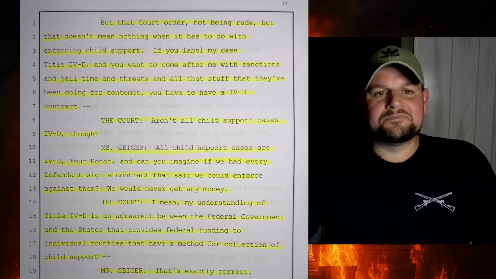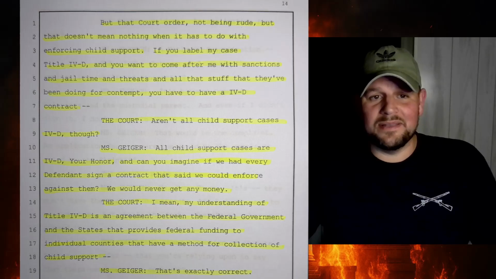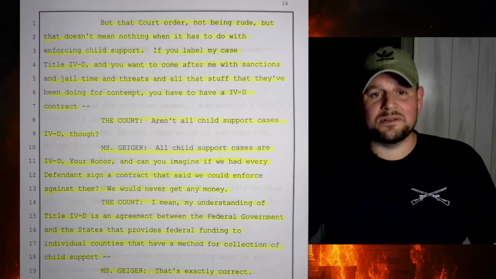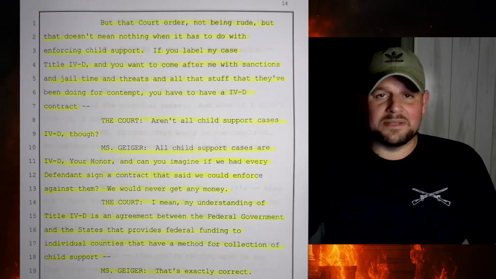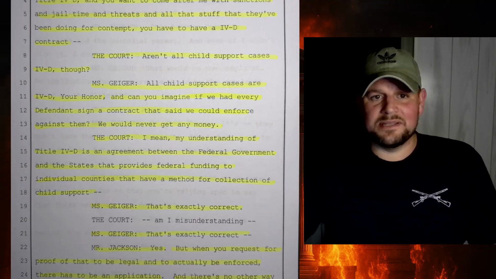So I pretty much said to the judge, that court order not being rude doesn't mean anything when it has to do with enforcing child support. Because you label my case a 4D case, and you want to come after me with sanctions, jail time threats, and all that, but you don't have a Title 4D application to show me that it's a valid Title 4D case. So which is right? And then again, the judge here says, aren't all child support cases 4D?